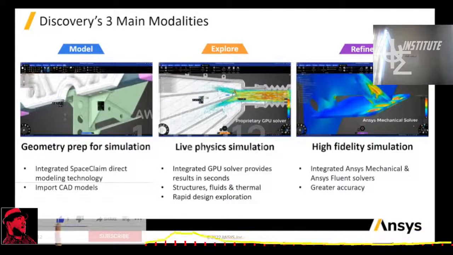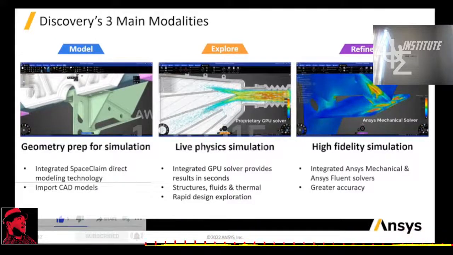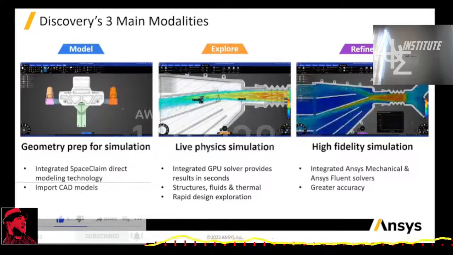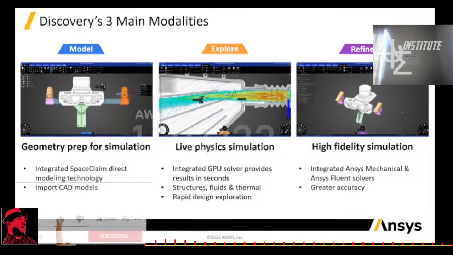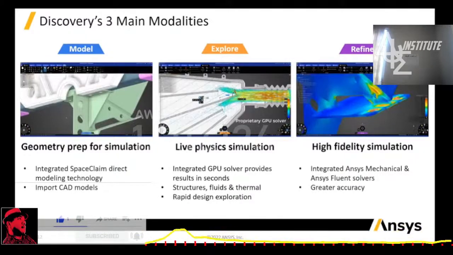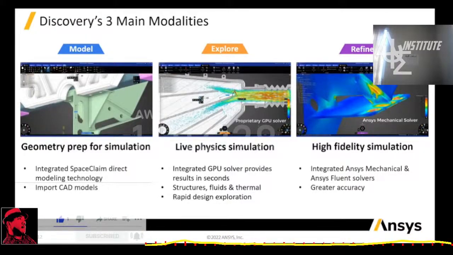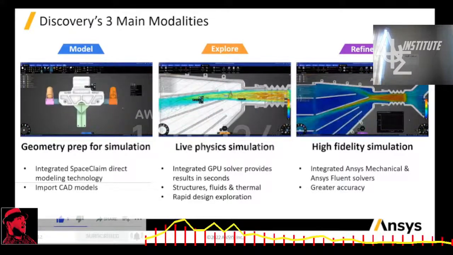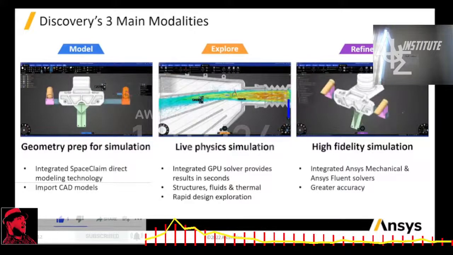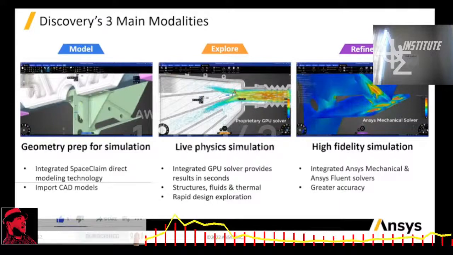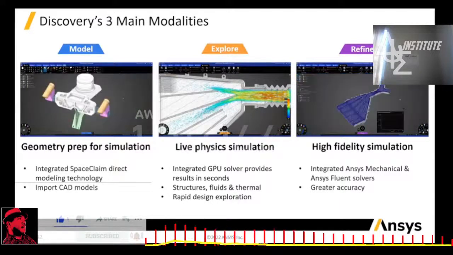Now in the center, we have the Explore mode. This is the live physics simulation, which gives you instantaneous results thanks to the integrated proprietary GPU solver. And thus, this lends itself really nicely to design exploration, design of experiments, and running through different iterations. And if you found a viable design, then you can still go into the Refine mode, where you can run a high fidelity simulation, which runs on the CPU solvers that you're familiar with from Mechanical and Fluent, for instance.